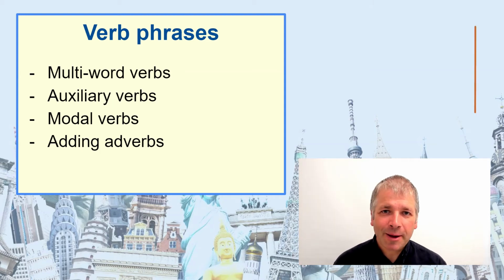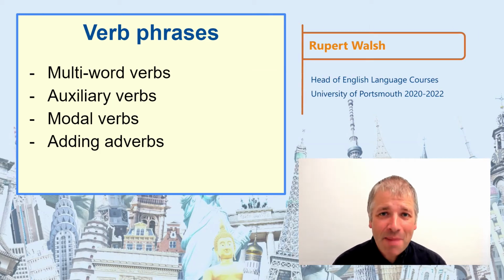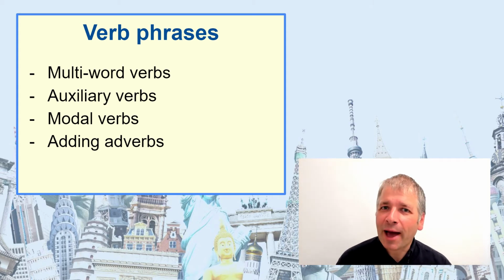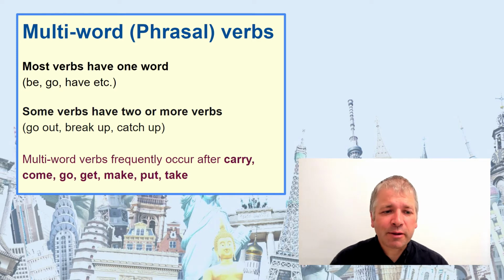Verbs in English can be one word, but they can also be many words. Here we're going to look at four ways in which verbs are actually more than one word: multi-word verbs or phrasal verbs, auxiliary verbs, modal verbs, or making a verb phrase by adding adverbs. So firstly, multi-word verbs or phrasal verbs.